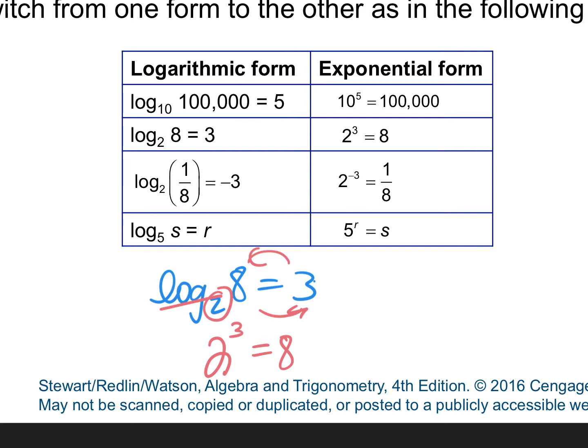Now some of you might go 2 to the 8th equals 3. You should take a second and go, okay, does 2 to the 8th power, if I multiply 2 by itself 8 times, give me 3? No. So then you should be like, oh, wait, I made a mistake.